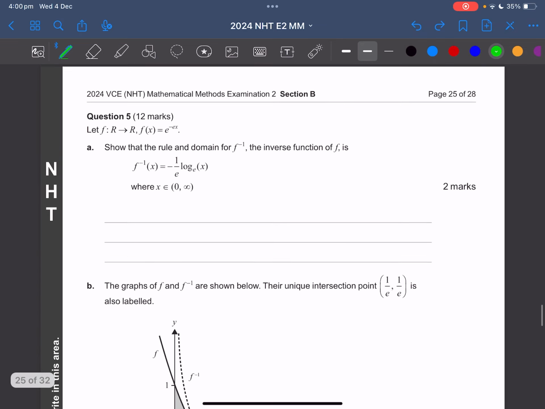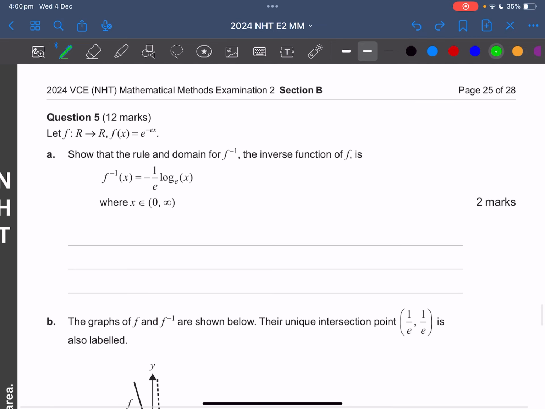Let's move to the next page. Oh, question number 5. Okay, nice. So f of x equals e to the power of negative ex. Show that the rule and the domain for f inverse is this. Okay, because it's a show that question, we definitely have to show some working out. We can't just simply substitute stuff in.